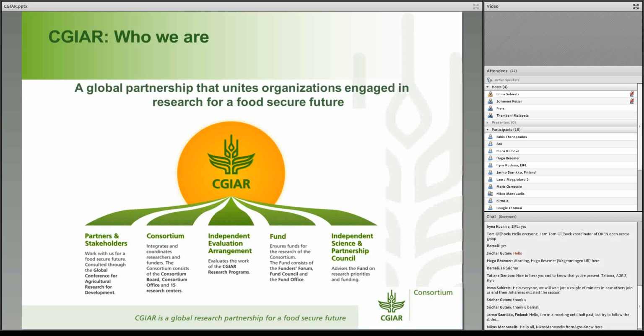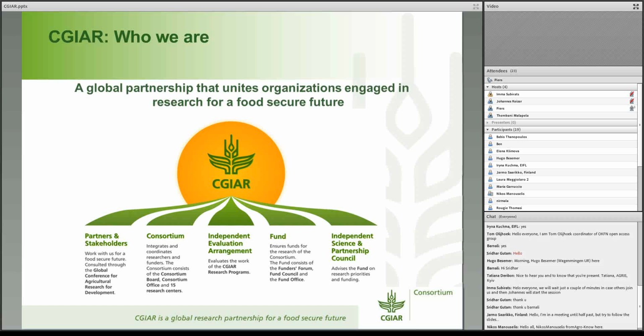I suspect most of you are familiar with CGIAR, but just in case, let me briefly provide an overview. CGIAR refers to the world's largest global research partnership for a food secure future. We unite organizations, including research centers, donors, implementers, and farmers, working towards food security.